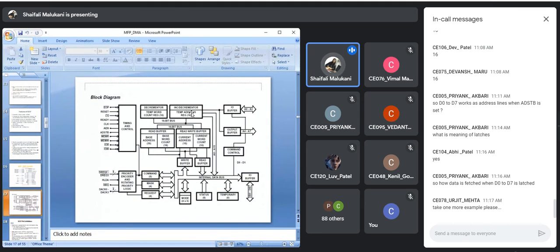Incrementer and decrementer: what is the requirement of this? You have to decrement the count, you have to decrement the address, you have to increment the count. That depends on what kind of things you have to do; you have to increment your address as well. Suppose 100 bytes, then 99 bytes, 98 bytes, that kind of thing you have to do. So that hardware is also available.